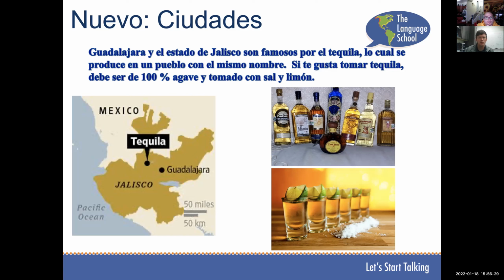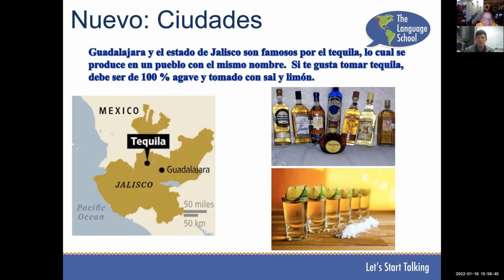¿Qué significa un pueblo con el mismo nombre? It's from a town with the same name. So tequila is made in a town called Tequila. So it's produced in a town with the same name.